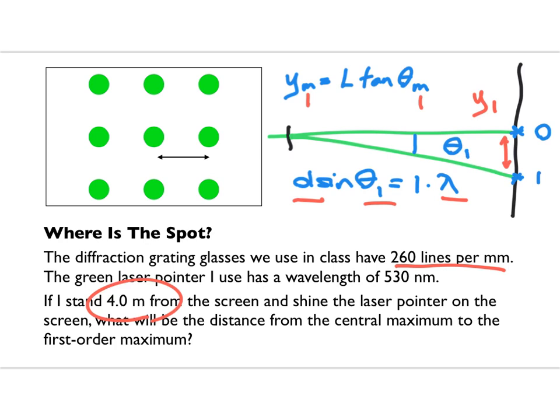So when I calculate, I get an angle theta 1 of about 7.9 degrees, and with that in hand, I get a distance of y1 of about 0.57 meters, so 57 centimeters. And actually that squares with my recollection of how that looks.